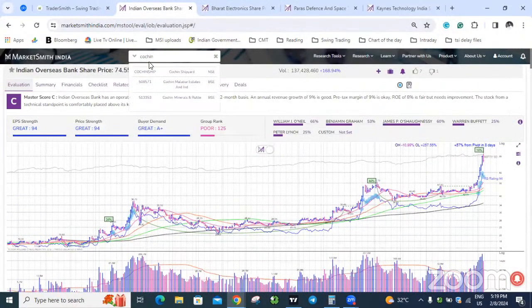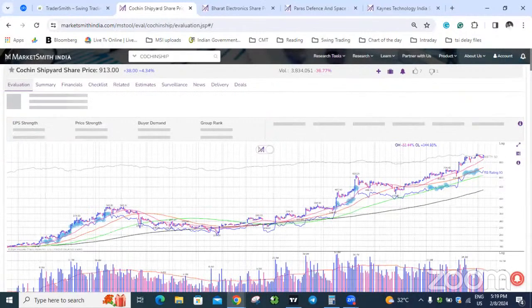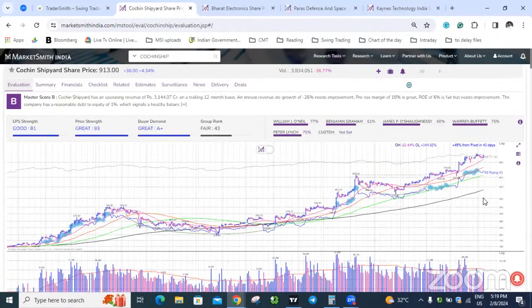So Cochin Shipyard, if I talk about it, is nearly at its all-time high levels. Positive, it's at an all-time high. Yes. So once again, it's the same thing as with the way this entire PSU space has moved. Managing the stop loss is the only problem.